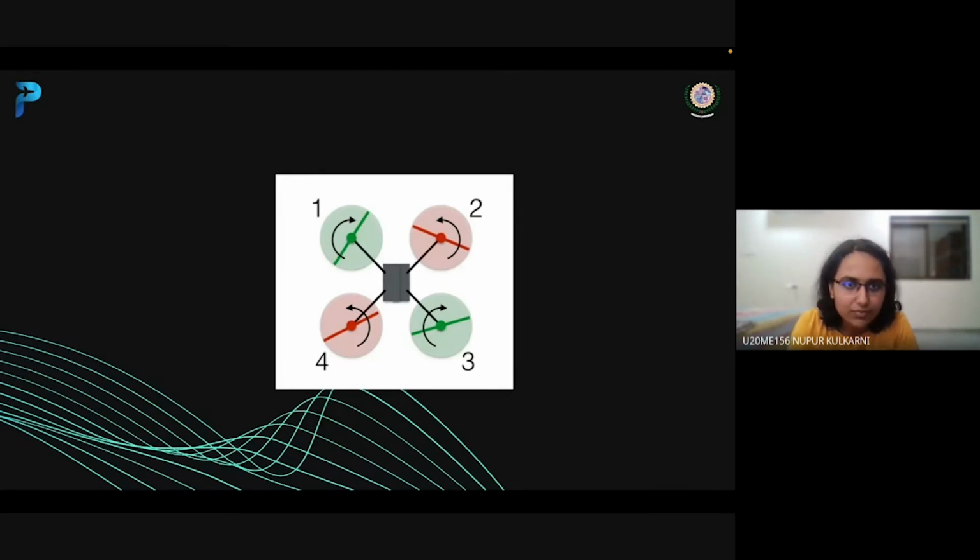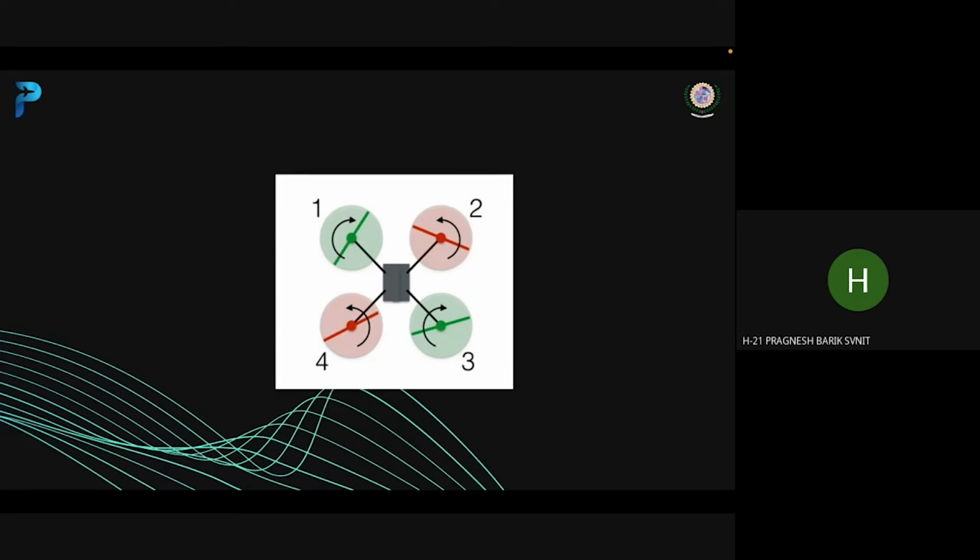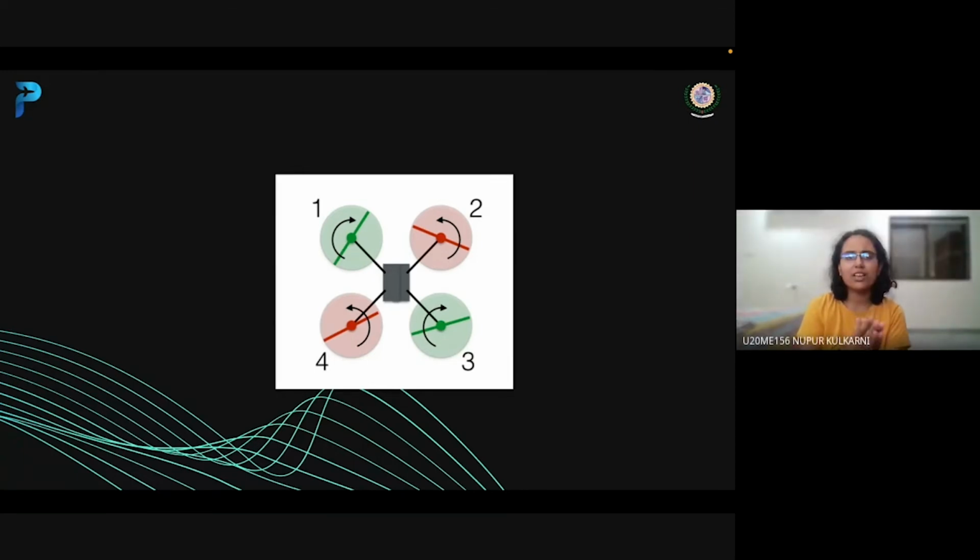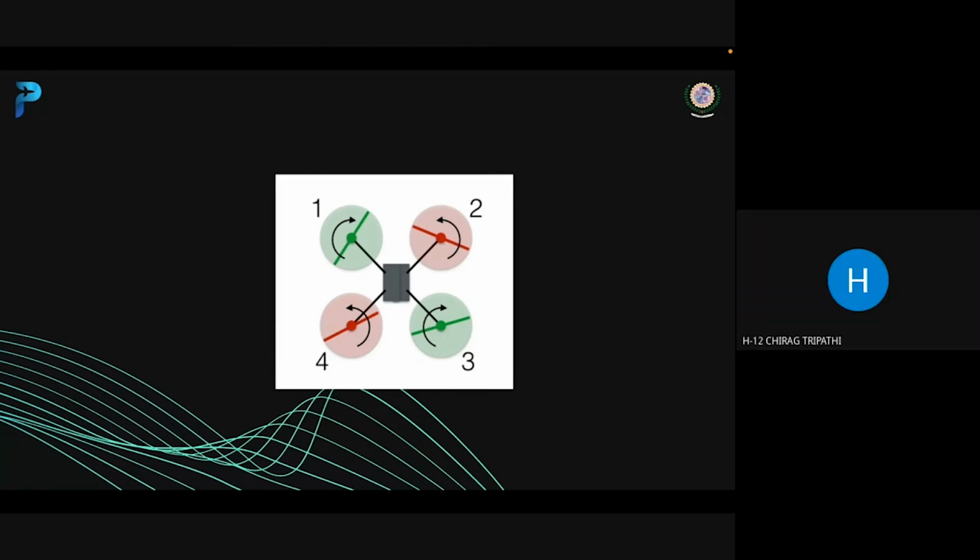Can anyone answer? If we don't do that, the whole setup will rotate in one direction. To balance the torque, I guess. To balance the torque. Yes. If we rotate all the propellers in one direction only, then what will happen? The whole system will become unstable and will rotate about itself. It will be an unbalanced, unstable system. The whole system will stand still and rotate about the same axis, the same point.